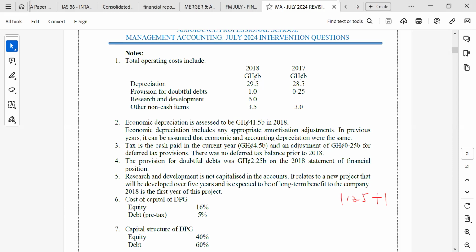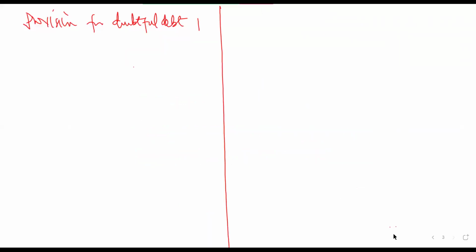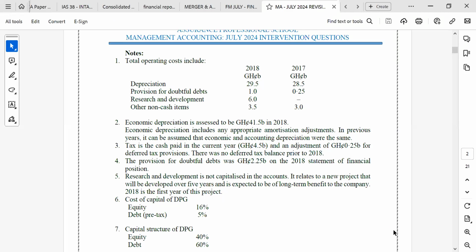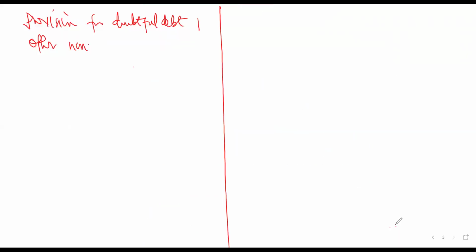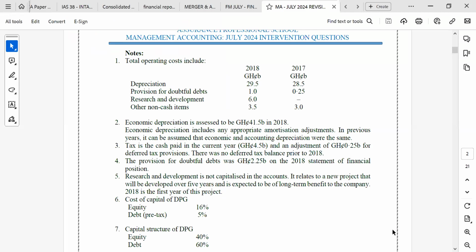Okay. Let's really pay attention to the adjustment. We have done the economic depreciation already. We have done the other non-cash items. How much is for the current year? 3.5. Okay, so that has also been subtracted. So we add back.